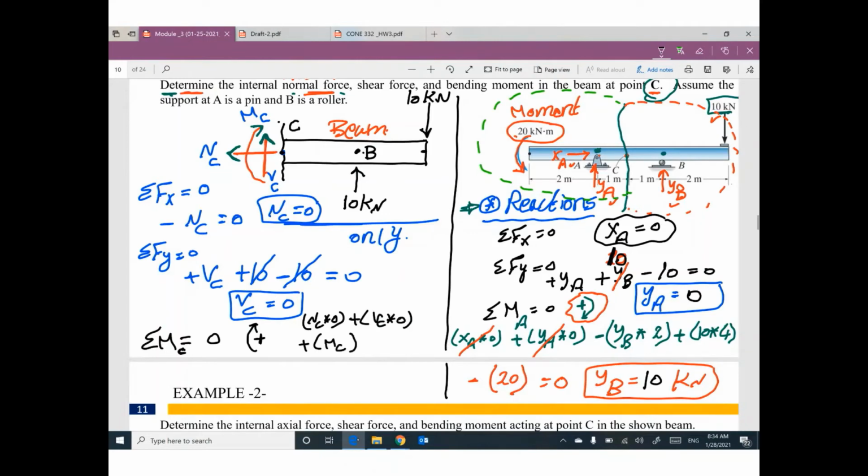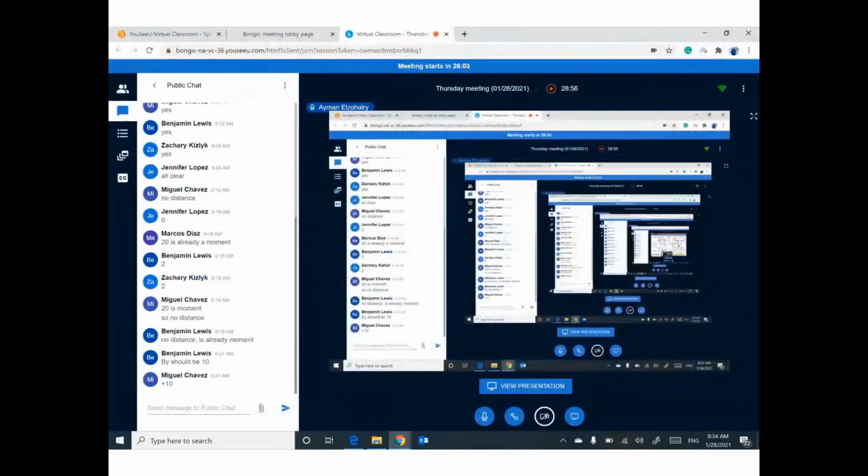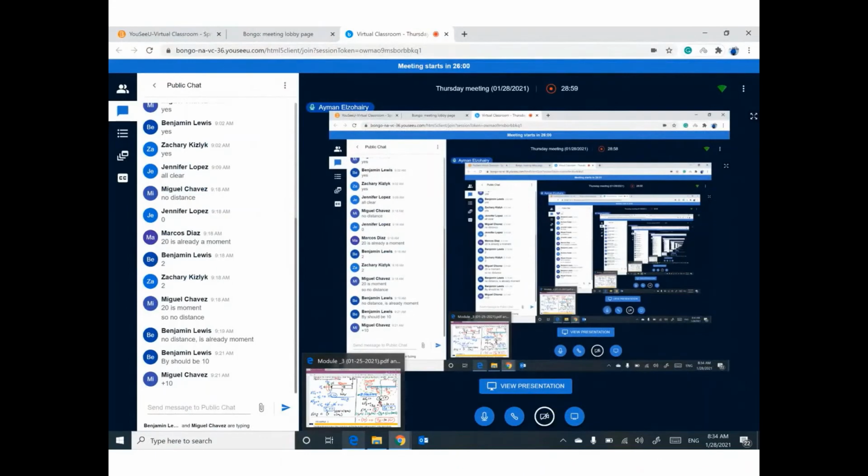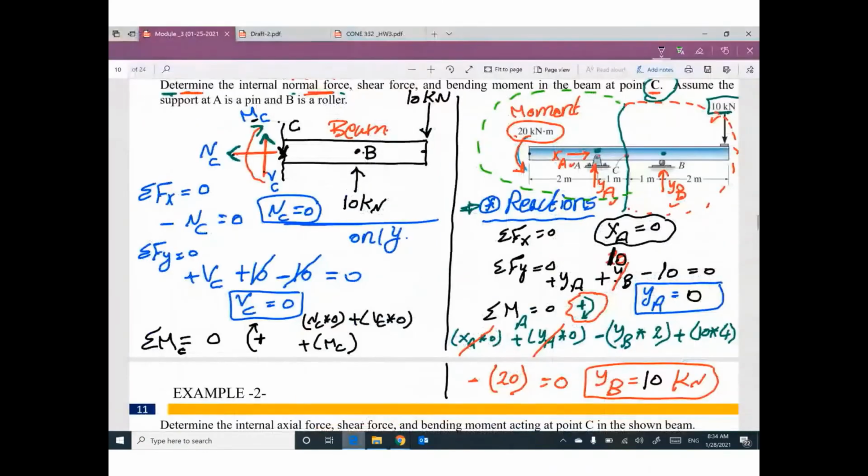MC times what? What is the distance for MC? I'm taking a moment at this point. So NC, we don't have distance. VC, we don't have distance. What about MC? Do you think MC will need distance? Thank you. NC is a force, still need distance. We don't have. VC is a force, still need distance. We don't have. MC is a moment, does not need distance. What else?